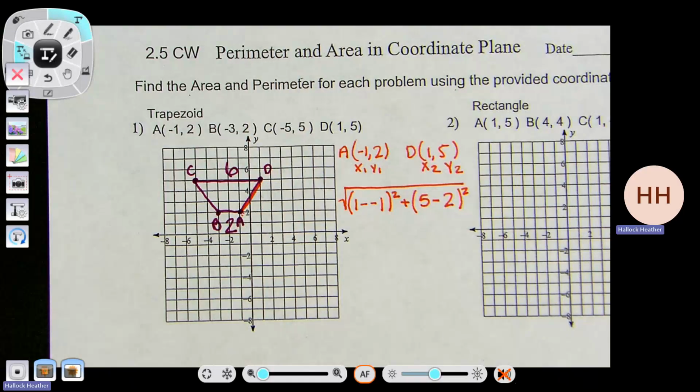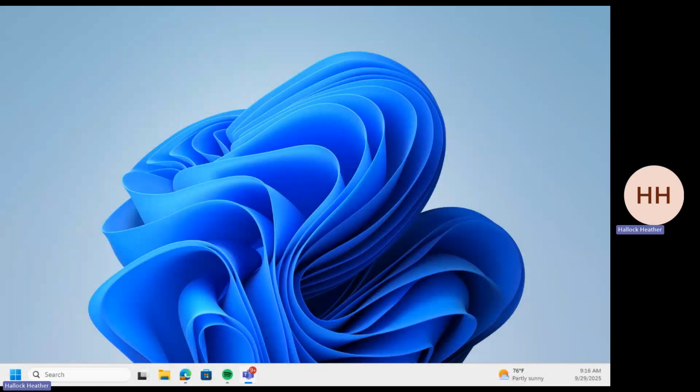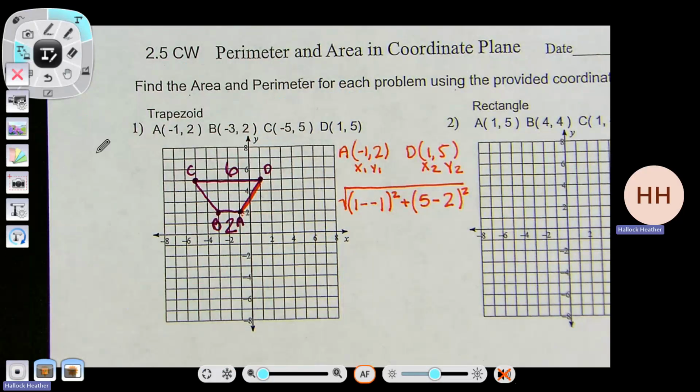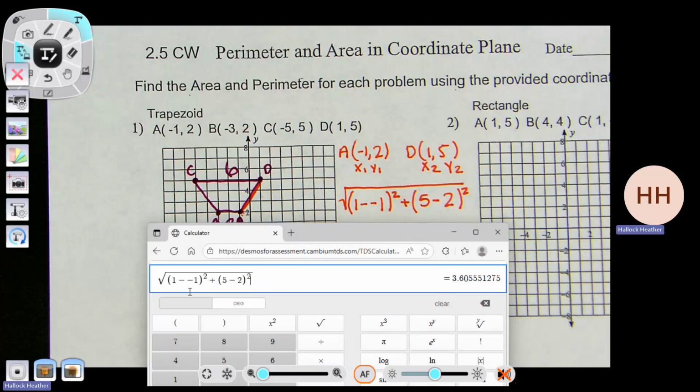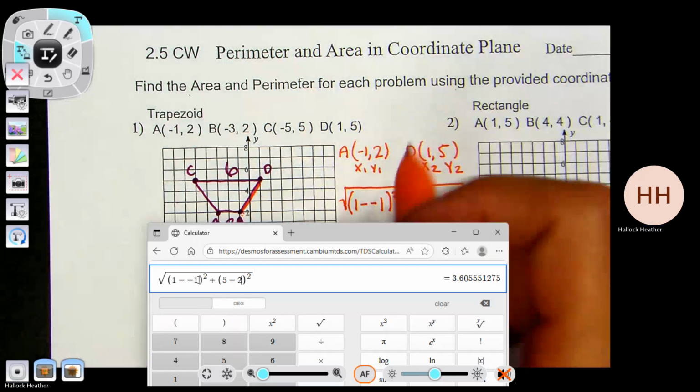And then you could solve this using math, but we're going to cheat and we're going to use Desmos. So it's like legal cheating. So don't hurt your brains if you don't need to. We're going to type this into Desmos. Do not forget your square root symbol. So we're going to say 3.61. Yes.